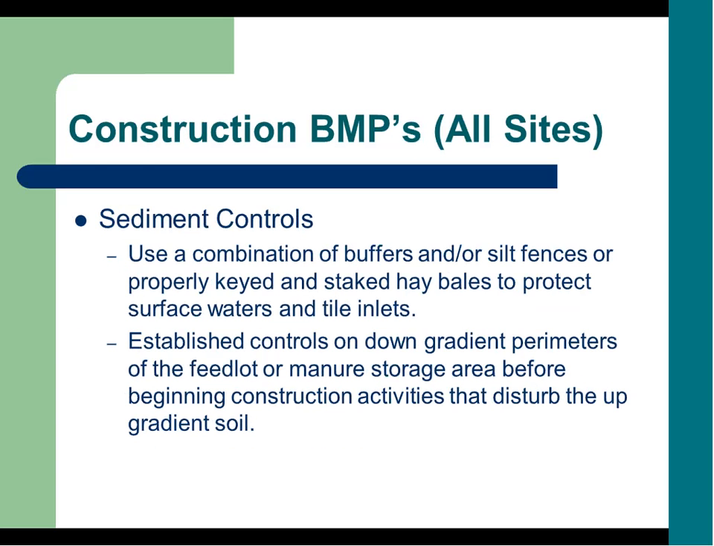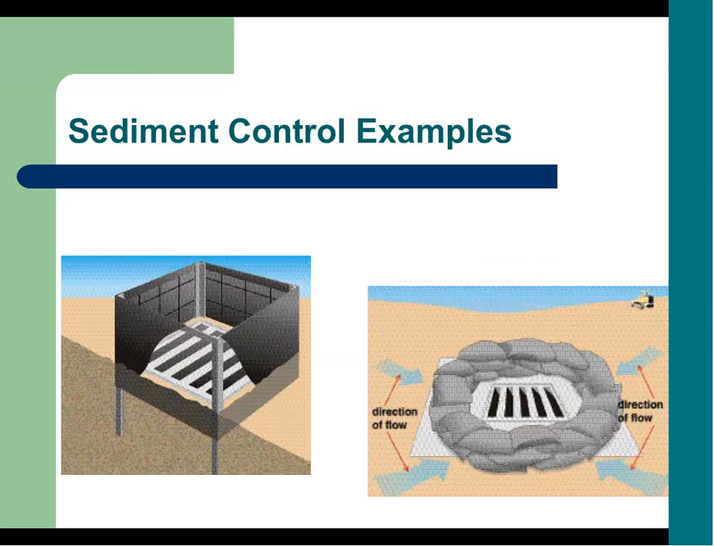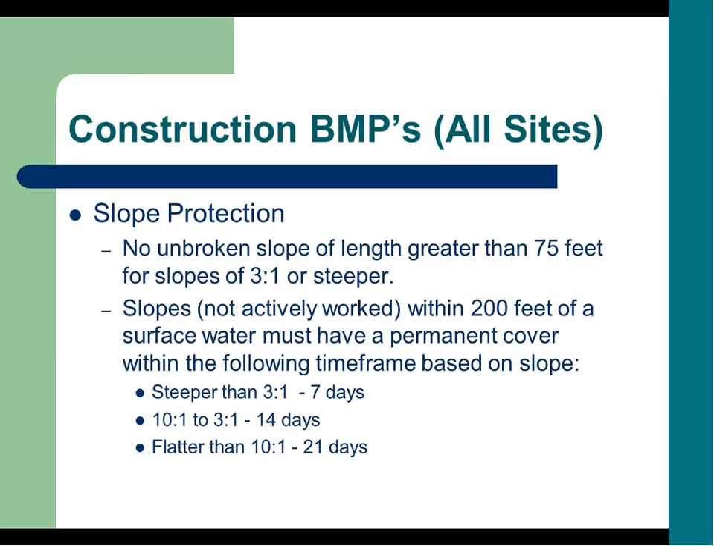Construction BMPs continued: sediment controls using a combination of buffers or silt fences, and that the silt fences are put in properly, also protecting those surface tile inlets. And if you happen to have any connection with stormwater, make sure that you're controlling that too. Make sure that you are controlling them down gradient of the feedlot perimeter, and these can begin before construction activities disturb the gradient. Some examples of sediment controls: to the right, you're going to see some sandbagging type operation, or the silt fence to the left.